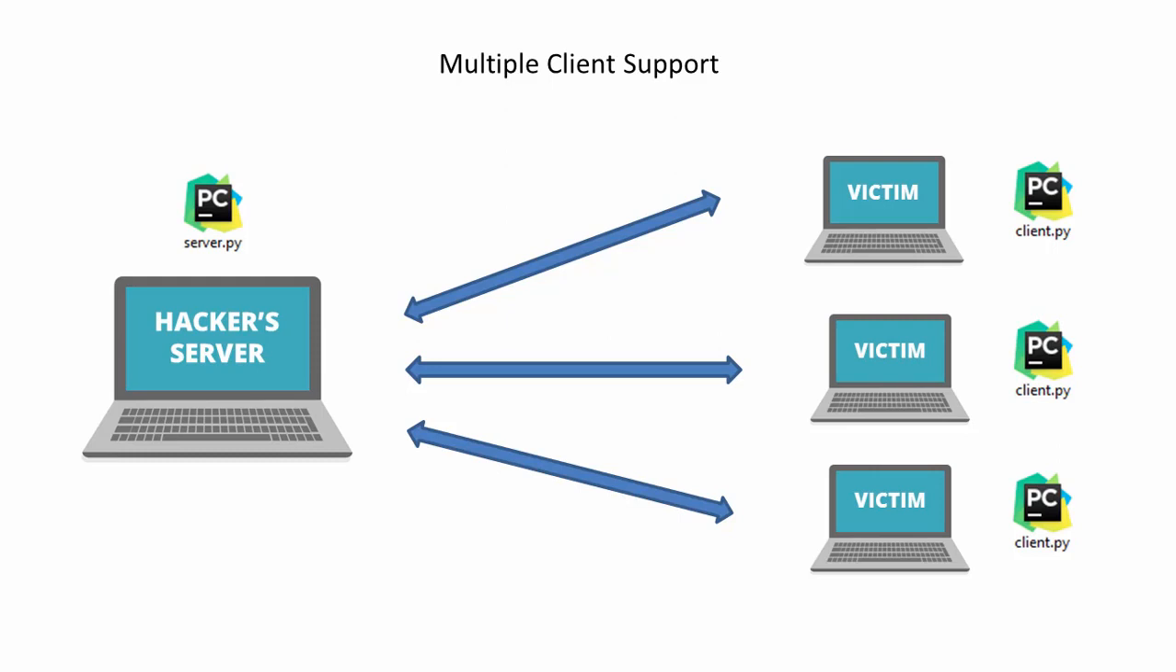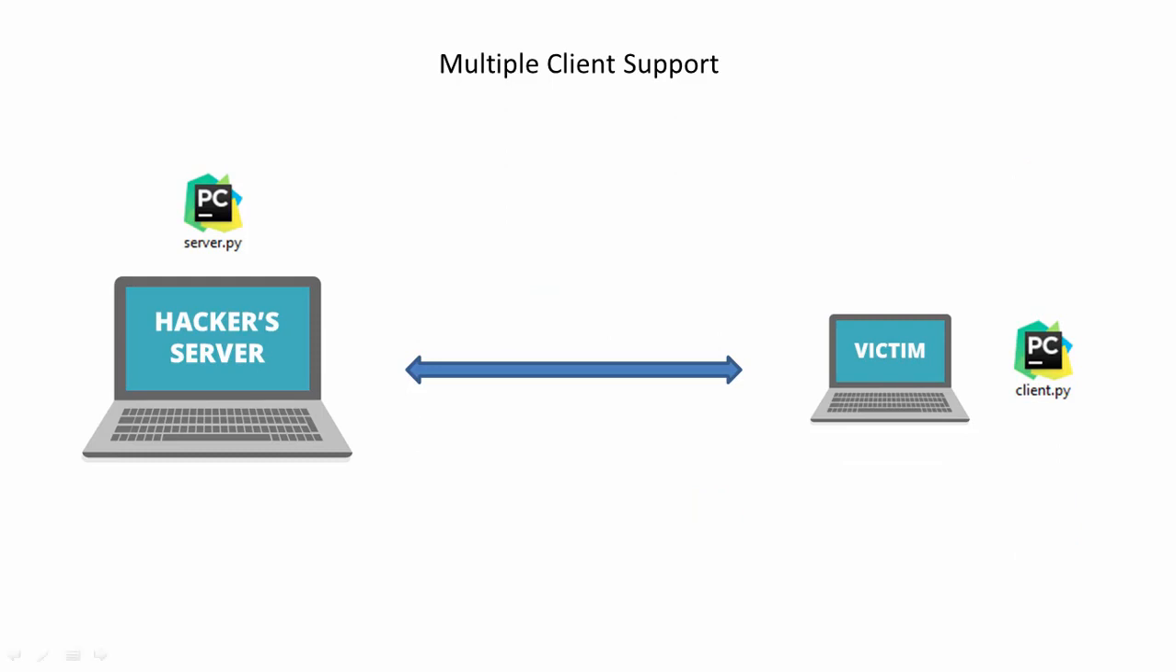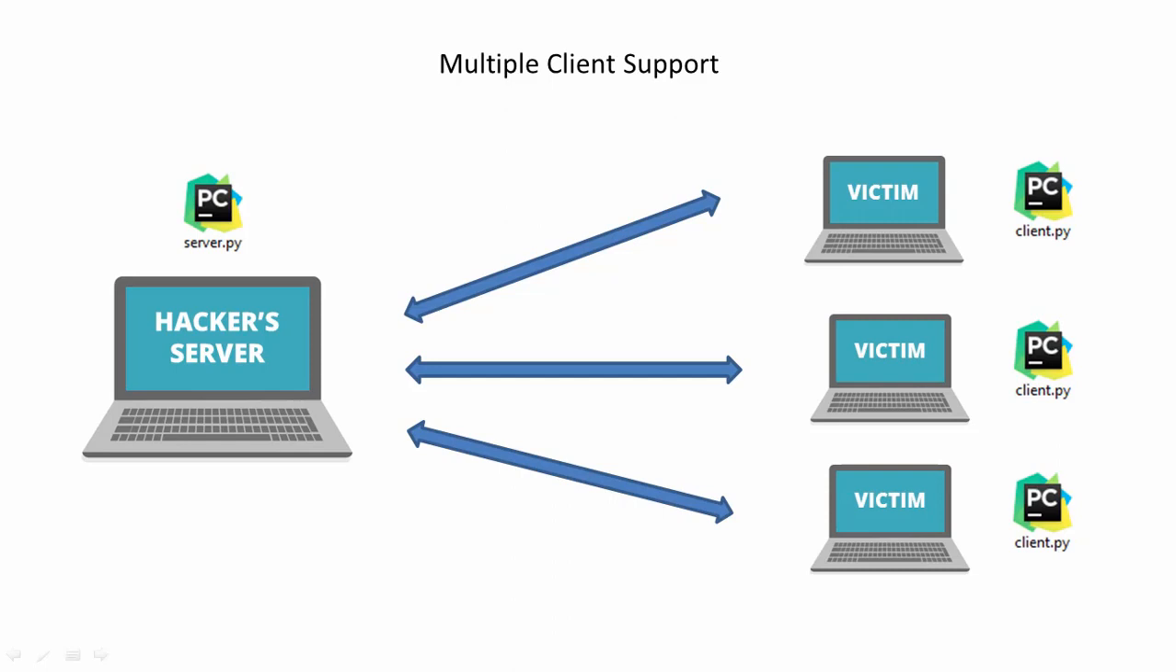I'll take the example of a hacker again. Let's say the hacker wants to affect hundreds of computers. Will you make hundreds of servers? Obviously, no. Another example would be, let's say you are a system administrator and you need to have remote access to all computers in the lab or in the workstation. In this case too, our current reverse shell program won't work. So in this video, we'll add the functionality of handling all the clients from one single server Python file and build the multiple client support system.